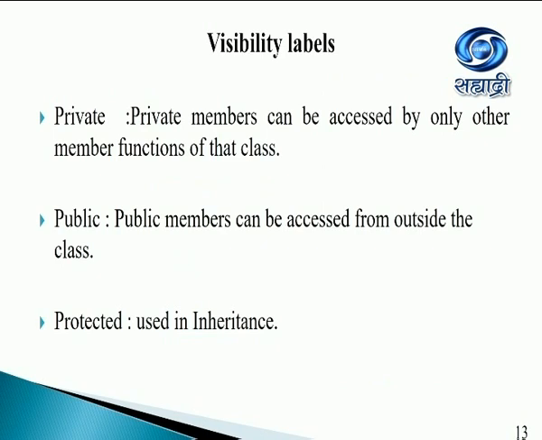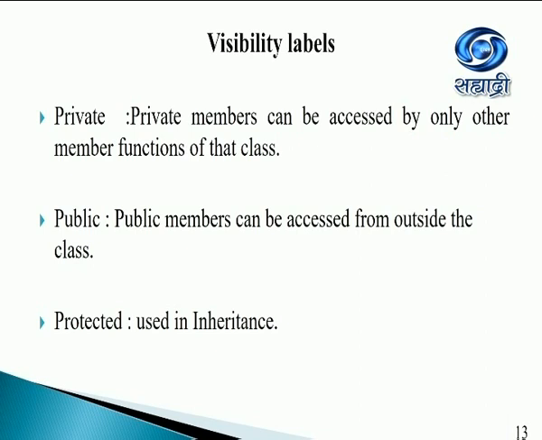The visibility labels. Private members can be accessed only by the member functions of a class. So the data that you want to keep hidden from the outside, you can keep as private. If you do not give any visibility label, by default those members are always private. Public members can be accessed from outside the class, so from outside the class, for example, we can access them from main.